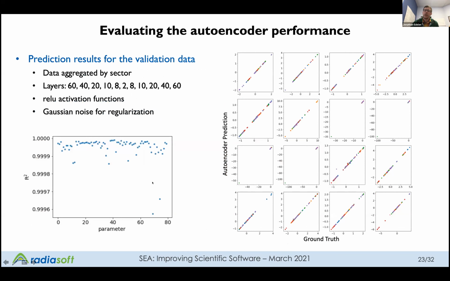This is just showing the autoencoder performance on the training data. This is actually the validation data. The validation data and training data are interleaved, but it's all on known good data. This is the R squared for the fit for each one of the input parameters. And on the right, you're looking at the autoencoder prediction versus the ground truth for a number of different parameters, stacked on top of each other, with a few different parameters shown per plot. These should be a straight line, and indeed they are all a straight line, and there's very little variance. So we have a nice, well-trained autoencoder.